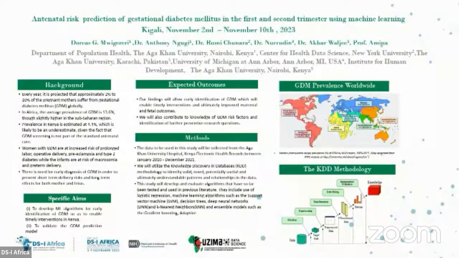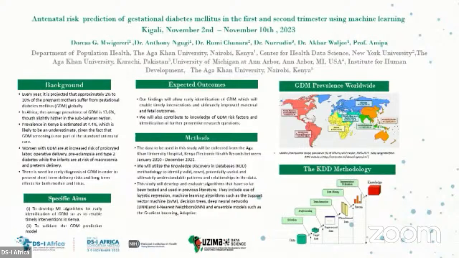Eligible subjects will be considered to be the singleton pregnancies, and we will exclude participants who already have type 1 and type 2 diabetes. The specific aims of our study are, one, to identify the risk factors of GDM. Number two, to develop a machine learning algorithm for early prediction of GDM. And number three, to validate our model.